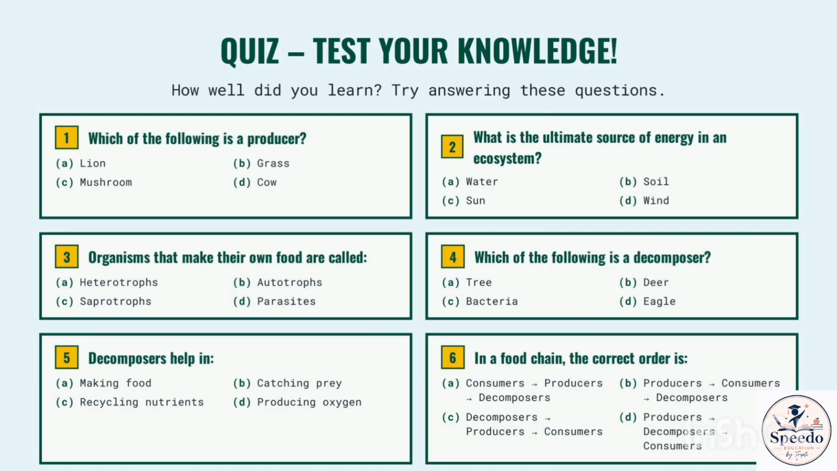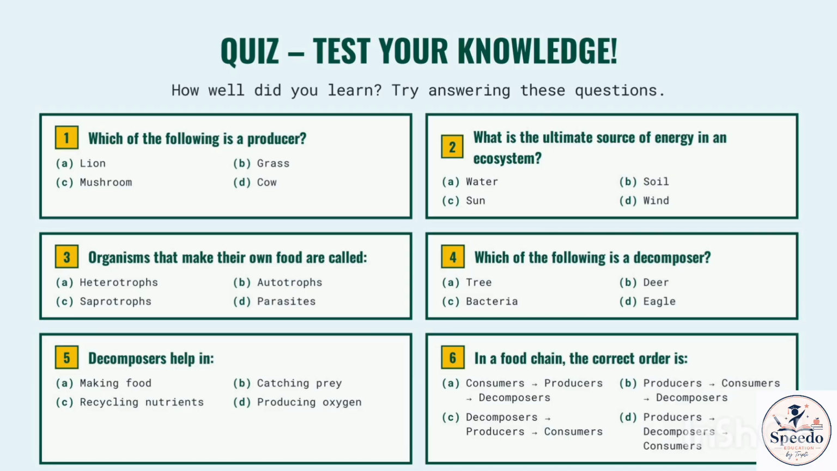Let's test your understanding. Who are producers? Producers are organisms that prepare their own food through photosynthesis. Second question, why are producers called autotrophs? Because they prepare their own food from simple inorganic substances using sunlight. Question 3, name 4 raw materials required for photosynthesis. Sunlight, water, carbon dioxide, and chlorophyll.